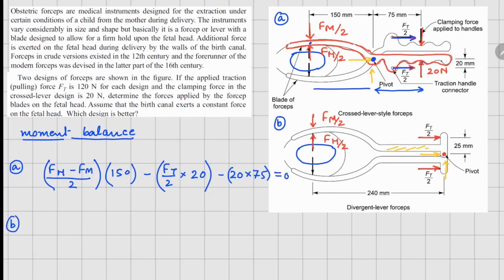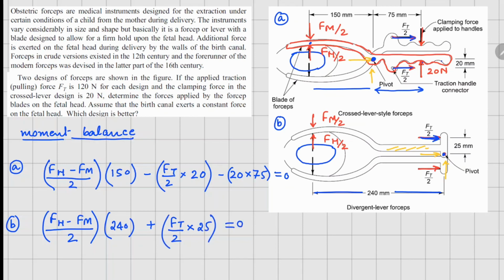Similarly, in design B, if I go to this pivot point, the first term (Fh minus Fm) divided by 2, in this case the distance is 240 from here, so 240 is there, and the only force that will be there on the top part is this Ft over 2, and now in this case this is going to give you a clockwise moment, so this times 25 mm equals to 0.